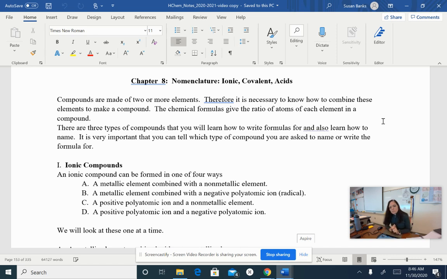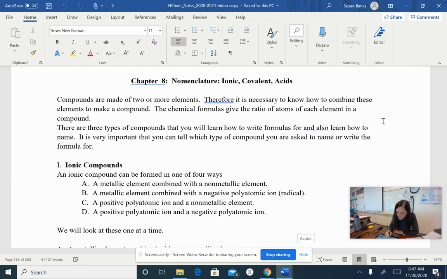There are three types of compounds that we are going to learn how to write formulas for and also learn how to name. It's very important that you be able to tell which type of compound it is so that you know which type of naming rules to apply. So we're going to go for ionic compounds.